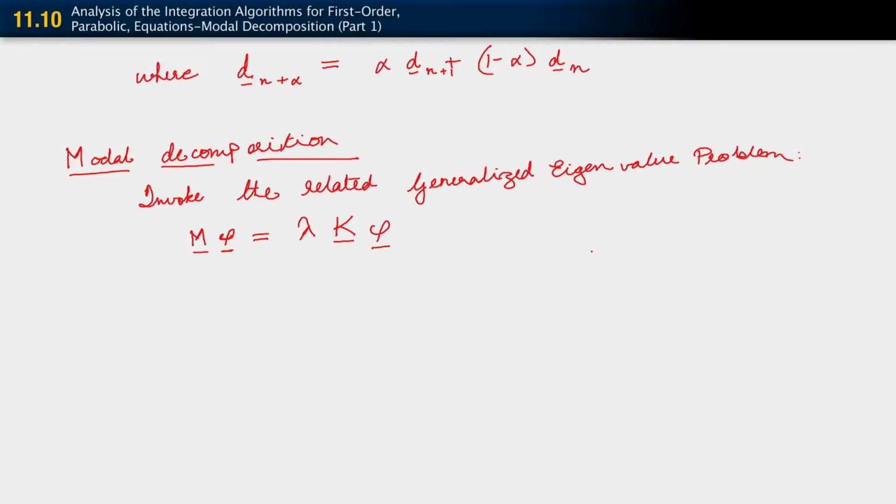Sorry, let me turn that around. Let me write it as lambda m phi equals k phi. This is the generalized eigenvalue problem. And perhaps, in a very obvious step, let me just change the left-hand side and the right-hand side. So we have k phi equals lambda m phi.